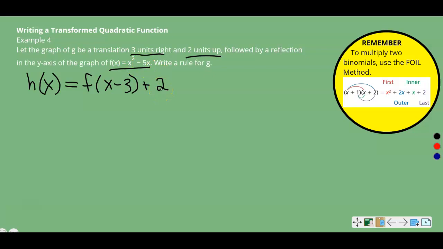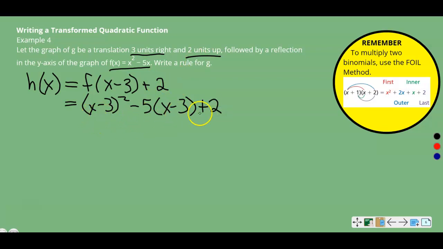So we're going to take, in this right here, x minus 3. We're going to take x minus 3 and we're going to plug it in and square it. So we're going to have x minus 3 squared. And then we're going to do minus 5 times x. What is x? X minus 3. And then we have to bring down our plus 2 because that's part of the transformation.